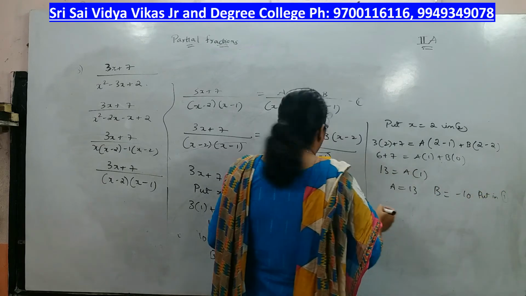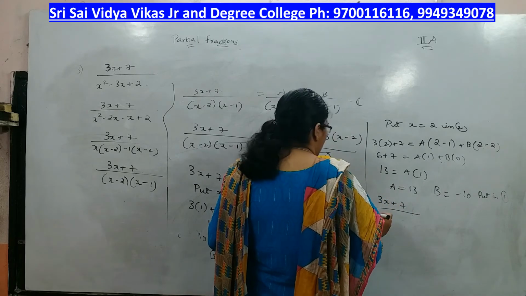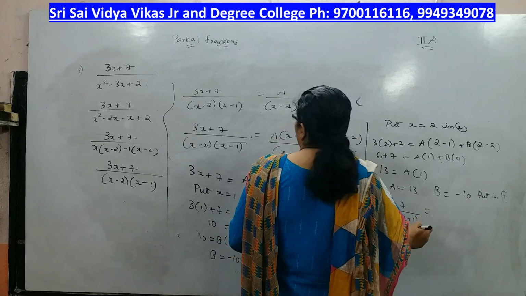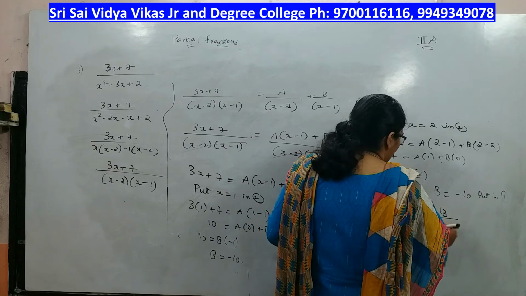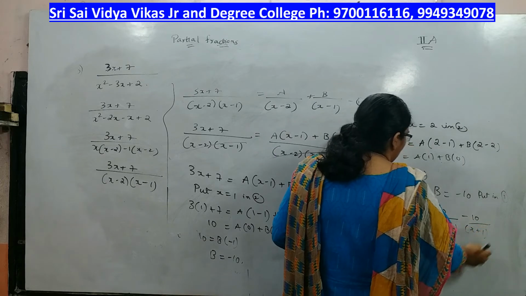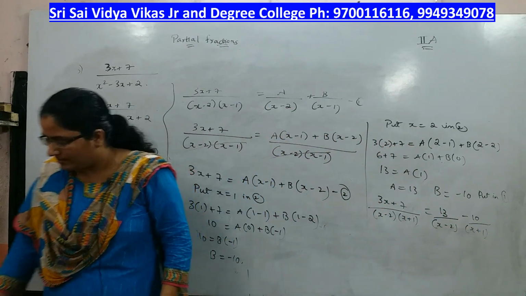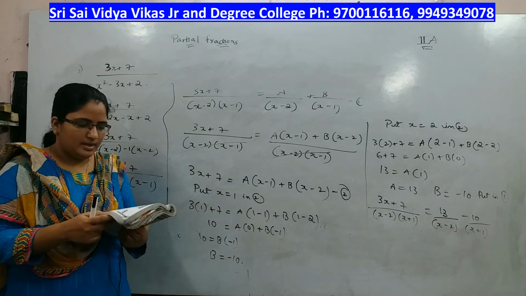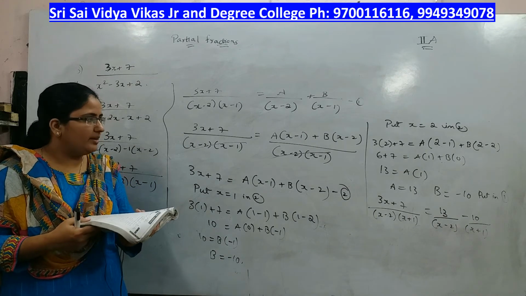What do you get? 3x plus 7 by x minus 2 into x minus 1 is equal to, a value is 13, 13 by x minus 2 minus 10 by x minus 1. This is what you get. Okay, right. Let us do the next problem for today.